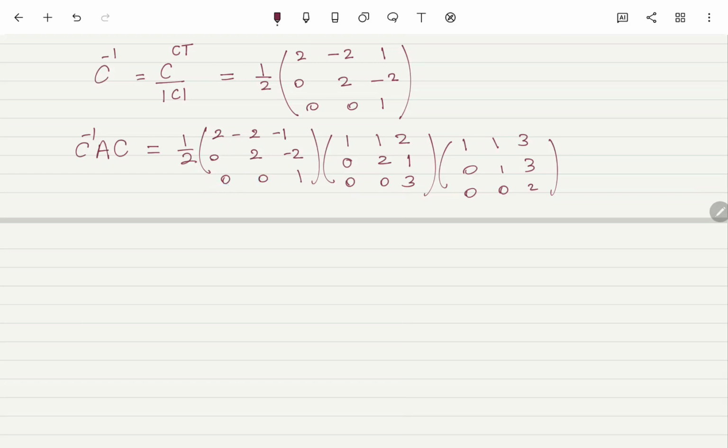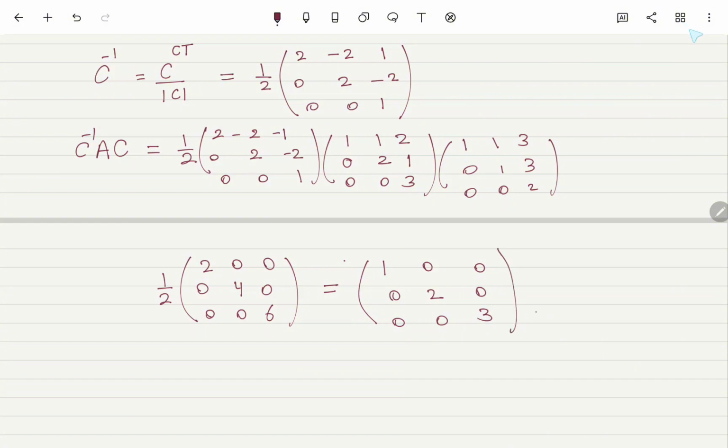Upon multiplying these matrices, the answer will be equal to half of 2, 0, 0, 0, 4, 0, 0, 0, 6. And if we pick 2 as a common factor and cancel it out with the half, the answer will be 1, 0, 0, 0, 2, 0, 0, 0, 3, which is the same result as obtained in the previous example.